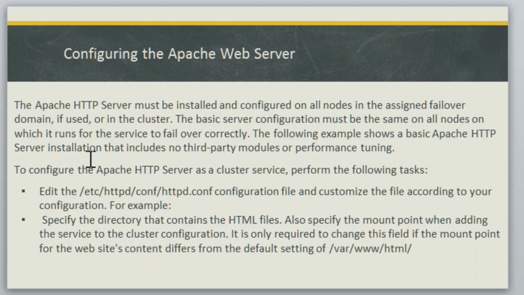So to configure the Apache HTTP server as a cluster service, perform the following tasks. First, edit the /etc/httpd/conf/httpd.conf configuration file and customize the file according to your configuration. So for example, we can specify the directory that contains the HTML files. We also specify the mount point when adding the service to the cluster configuration. It is only required to change this field if the mount point for the website's content differs from the default settings of /var/www/html.